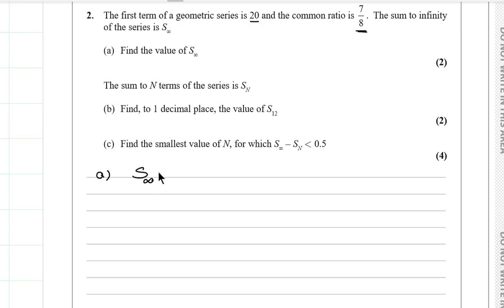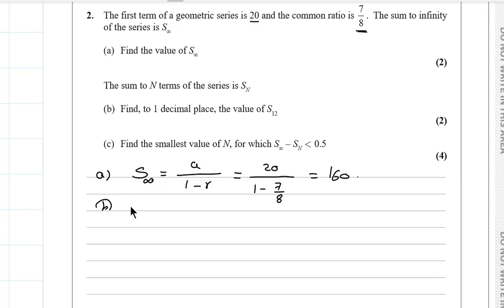S infinity equals a divided by 1 minus r, which means 20 over 1 minus 7 over 8. 1 minus 7 over 8 is 1 over 8. Down, down, up will be 160. Finish. Okay. The sum to n terms of the series is Sn. (b) Find, to one decimal place, the value of S12.